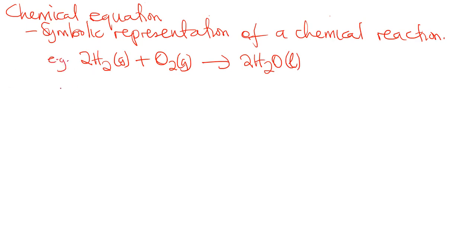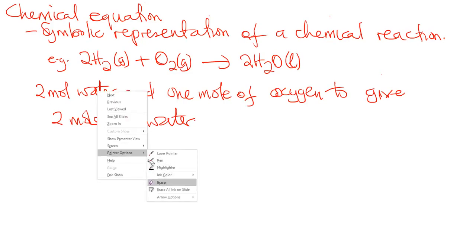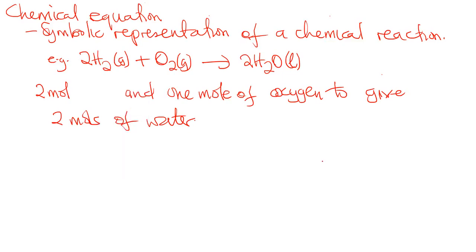So this chemical equation is saying that we are reacting 2 moles of hydrogen and 1 mole of oxygen to give 2 moles of water. So let me make a correction. Here it's not water, it's oxygen, or it's hydrogen. So we are saying we are reacting 2 moles of hydrogen gas and 1 mole of oxygen to give us 2 moles of water.